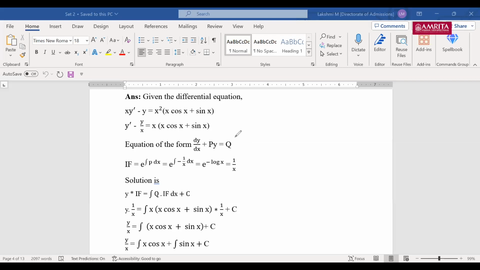So it is equal to e raised to integral of p dx. What is p here? P will be minus 1 by x. E raised to integral of minus 1 by x is equal to e raised to log x, which is just 1 by x. This will get cancelled and it is 1 by x. Now, what is the solution for this form? Y into integrating factor is equal to integral of q into integrating factor plus c. So you could just substitute y into 1 by x, which is equal to integral of x into, because q is this part, which is x into x cos x plus sin x, into integrating factor 1 by x, plus c.